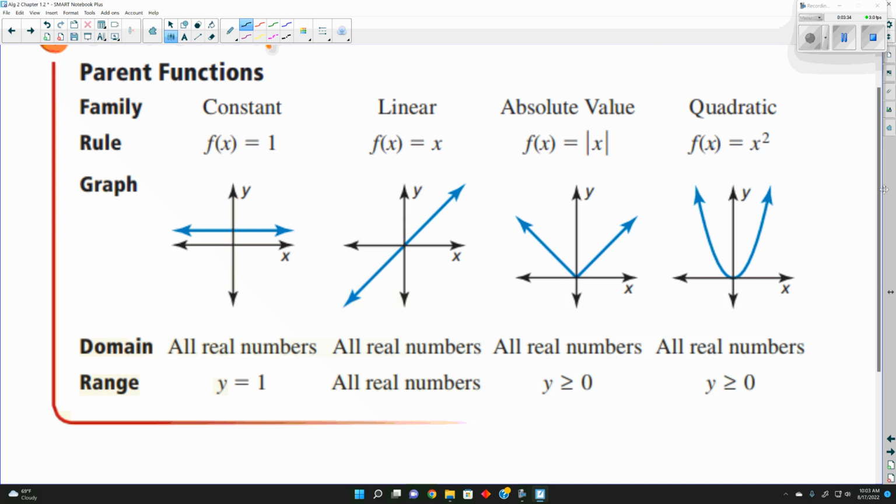The domain is all real numbers, and the range is just whatever it equals. So y equals 1. If it said that y equals 2, the domain would still be all real numbers, and the range is just 2. Y equals 2. So we have our constant function, linear function. F of x equals x, or we would say y is equal to x. It's the equation of a line, our basic equation of a line. And we have the absolute value, y is equal to absolute value of x. And we have the same thing for the quadratic, y equals x squared.